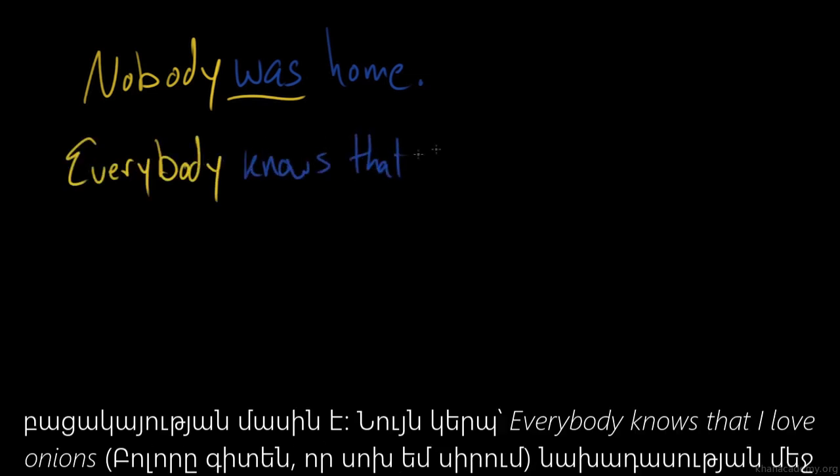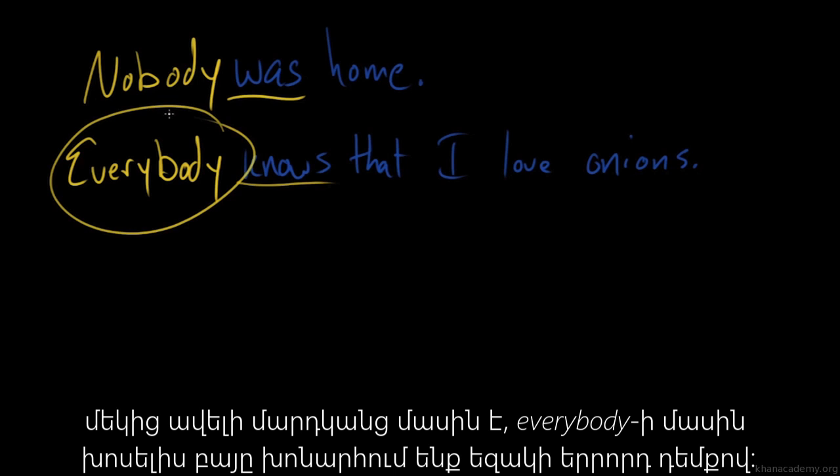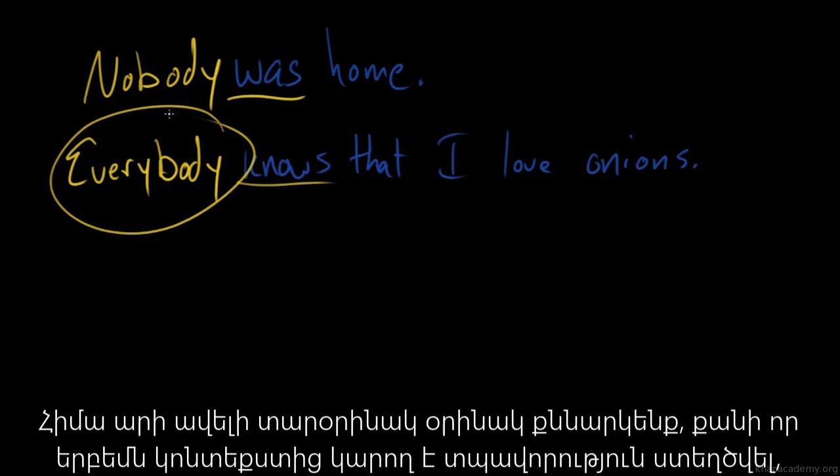Similarly, in the sentence, everybody knows that I love onions, we use the word knows, just like we'd say, he knows, she knows, it knows. So that's the singular form of that verb. Even though the idea of everybody would seem to refer to more than one person. The indefinite pronouns that we use to refer to everybody usually conjugate the third person singular form of verbs. Usually.